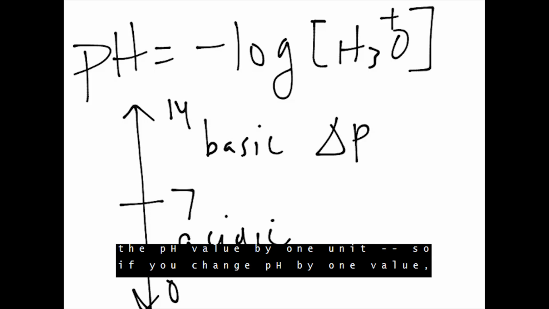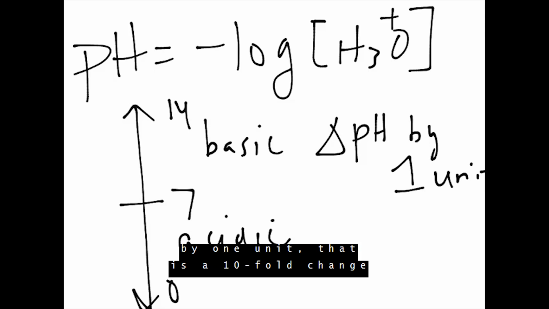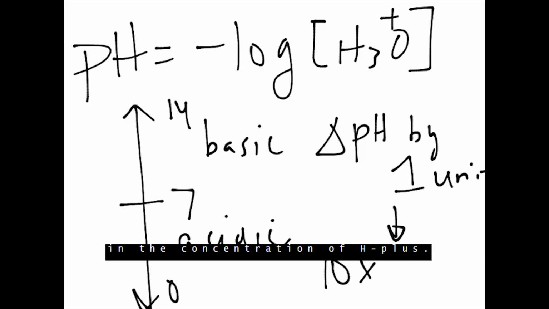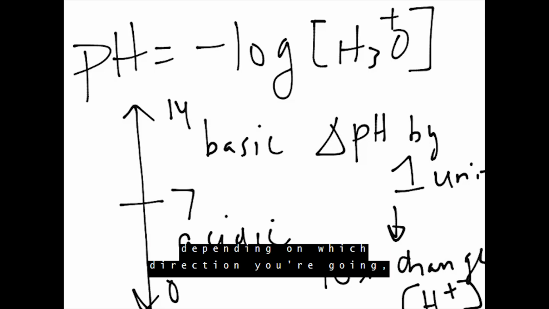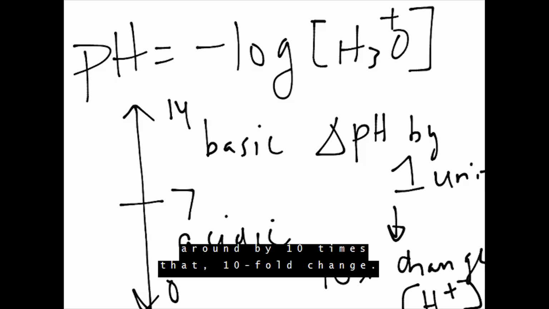But what's important to remember is that if you change the pH value by 1 unit, so if you go from 7 to 8 or 7 to 6 by 1 unit, that is a tenfold change in the concentration of H plus. Okay, either up or down, depending on which direction you're going, because this is a logarithmic scale. So when you change the pH by 1 unit, you're changing the concentration of H pluses floating around by 10 times that.